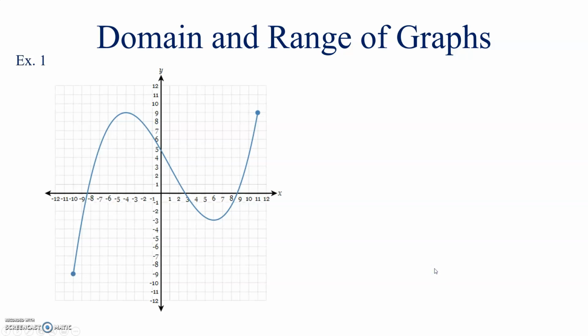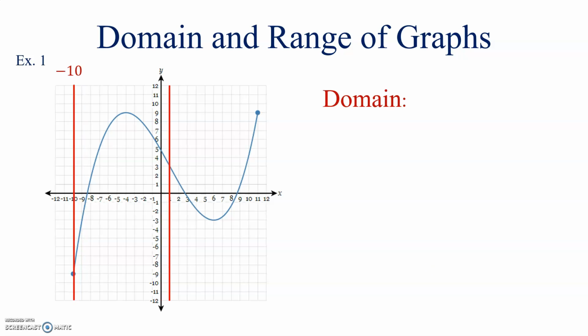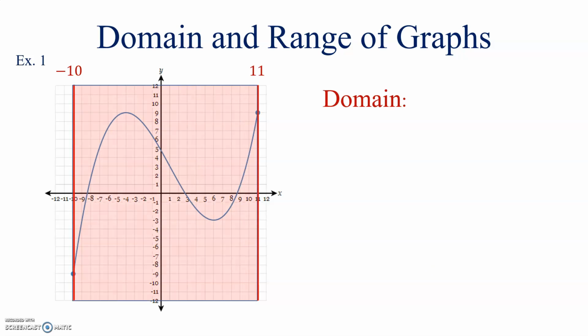So we just look at a situation. Here's our first example. Here's a graph, and we're going to look at determining the domain and the range. First, let's just work with the domain. With the domain, again, it's left and right. If I look to the left, this graph goes as far left as -10, and it goes as far right as +11. So we have this region from -10 to 11. That's what we're focusing in on from left to right.